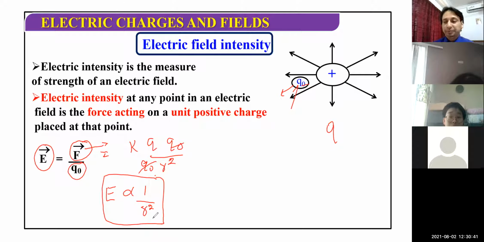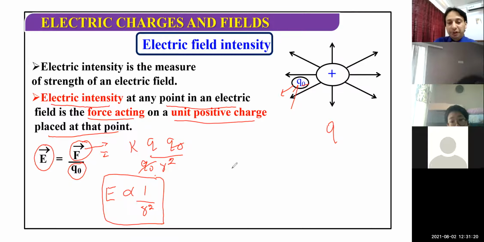What do you mean by this? As you increase the distance, as you move away from the positively charged body or negatively charged body, the strength of the electric field intensity decreases. That is the meaning of this topic of electric field intensity. Electric field intensity at any point in an electric field is the force acting on a unit positive charge placed at that point. Force divided by charge is the equation for electric field intensity, and it is inversely proportional to the square of the distance.